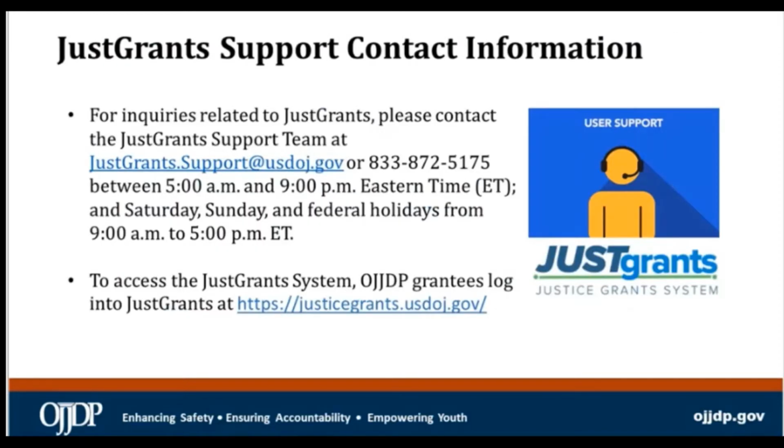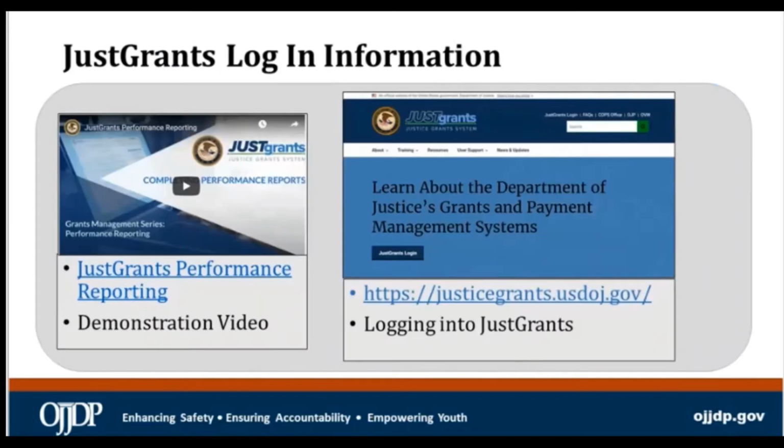Just Grant support. If you have questions about the Just Grant system, for example, accessing the system, please call the number on the screen between the hours of 5 a.m. and 9 p.m. Eastern Time, and Saturday, Sunday, and federal holidays from 9 a.m. to 5 p.m. Eastern Time. If you experience any issues with Just Grants, we strongly encourage grant award administrators to reach out to Just Grant support.